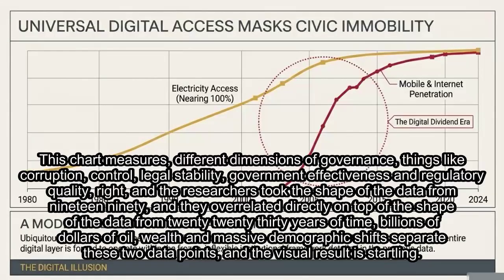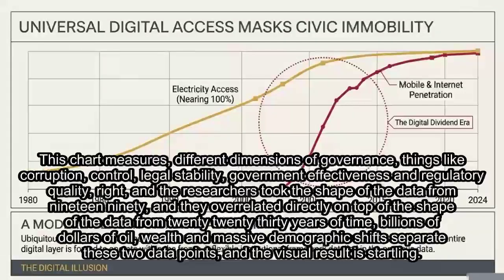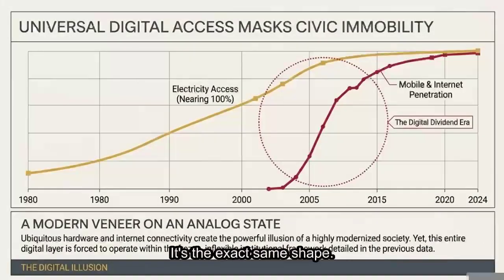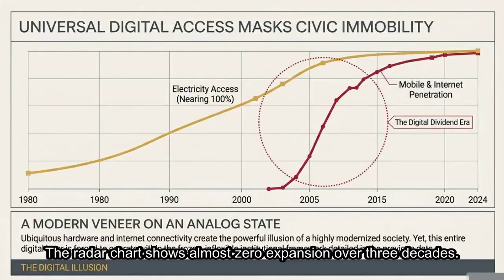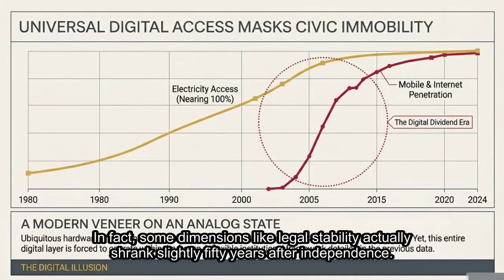The governance winter. Let's talk about the radar chart here. For you listening, imagine a spiderweb chart, the kind you might see in a video game to track a character's stats. This chart measures different dimensions of governance. Things like corruption control, legal stability, government effectiveness, and regulatory quality. And the researchers took the shape of the data from 1990, and they overlaid it directly on top of the shape of the data from 2020. 30 years of time, billions of dollars of oil wealth, and massive demographic shifts separate these two data points. And the visual result is startling.